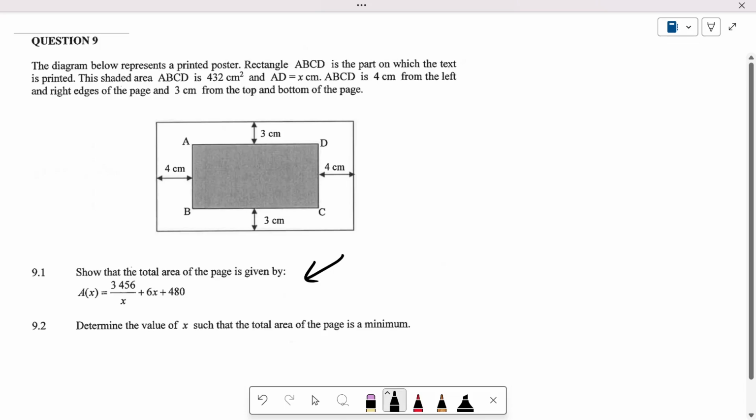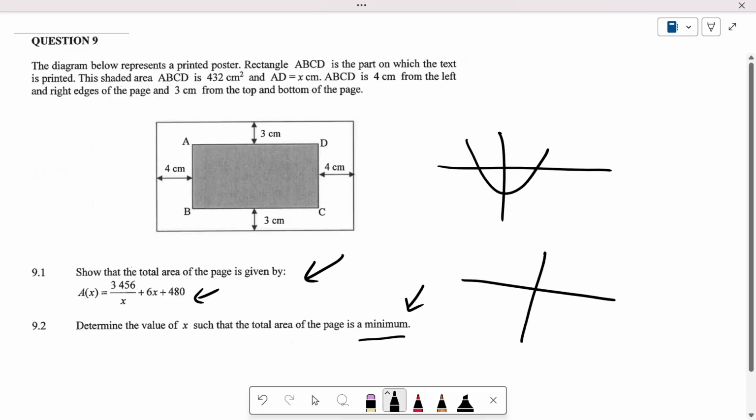They'll say, prove that this area formula in terms of x is shown as follows over there. And then they say you must determine the value of a variable such that the total area of the page is either a minimum, which is in this question, or a maximum, in terms of mainly either, let's say, a parabola or a cubic function. That was not what I wanted to do, but a cubic, yeah, you get what I'm saying, a cubic function. There, something like that.